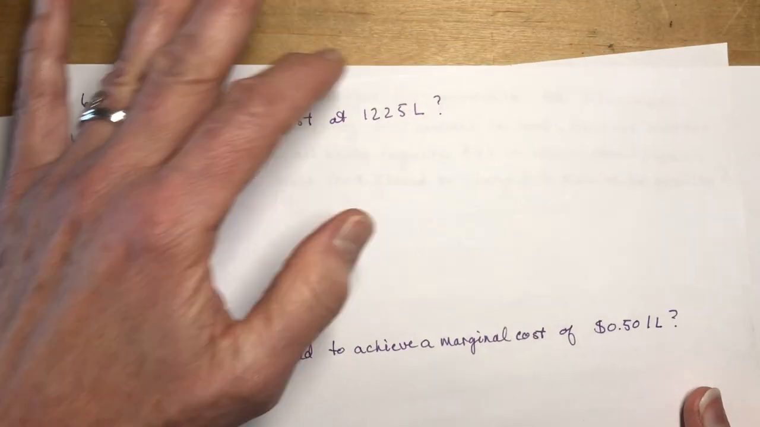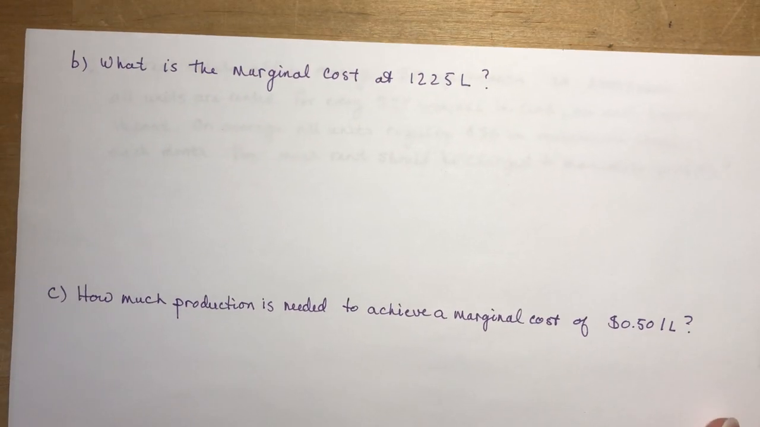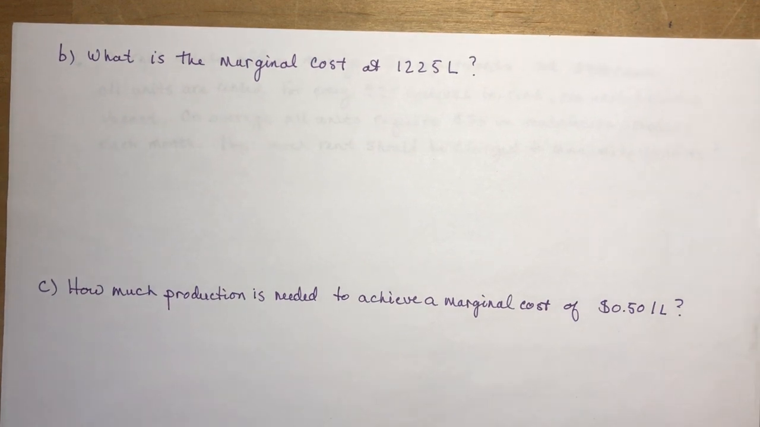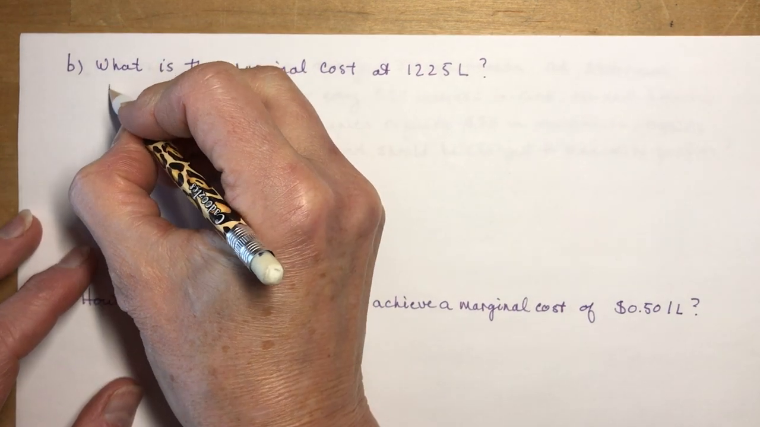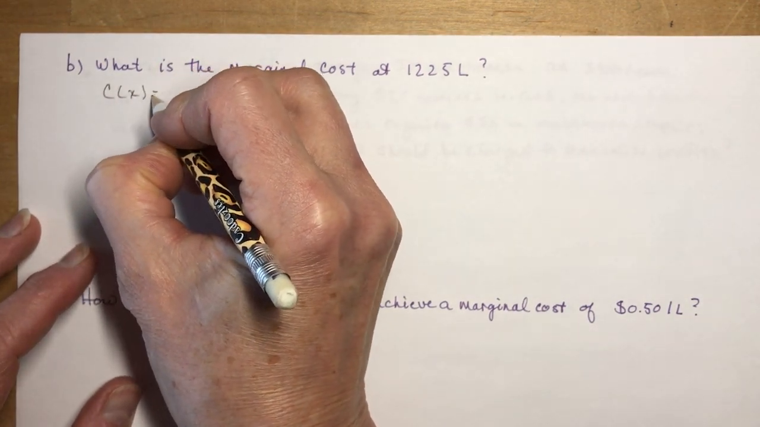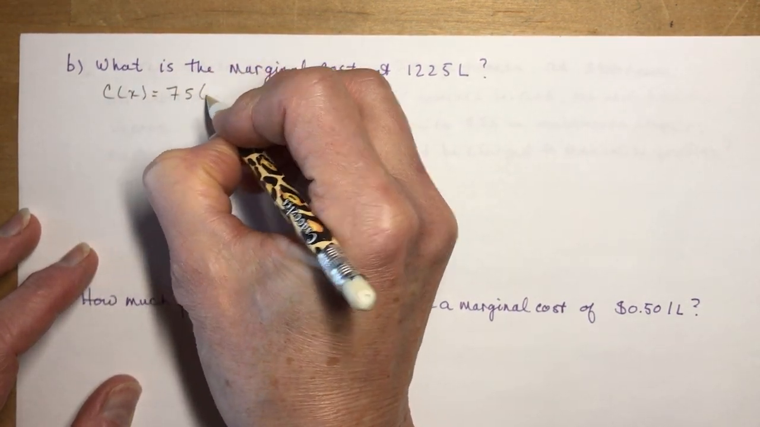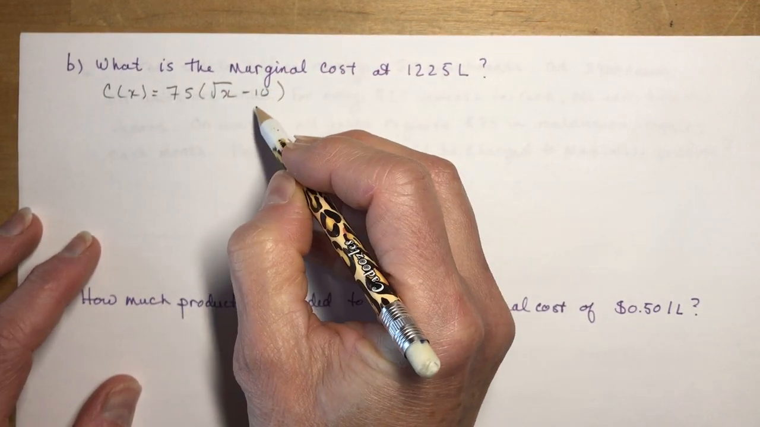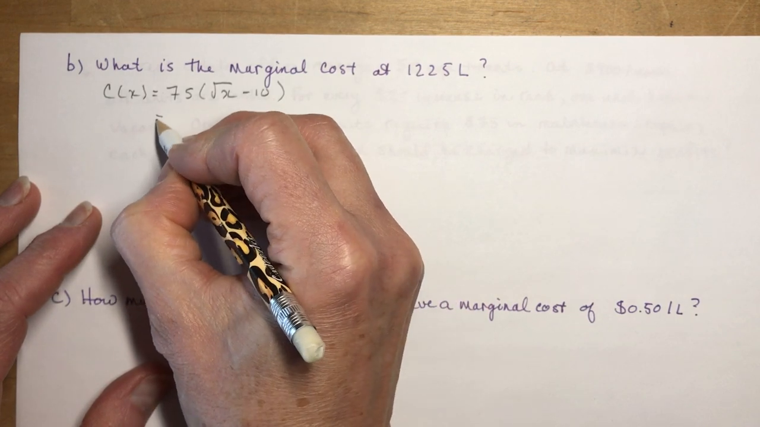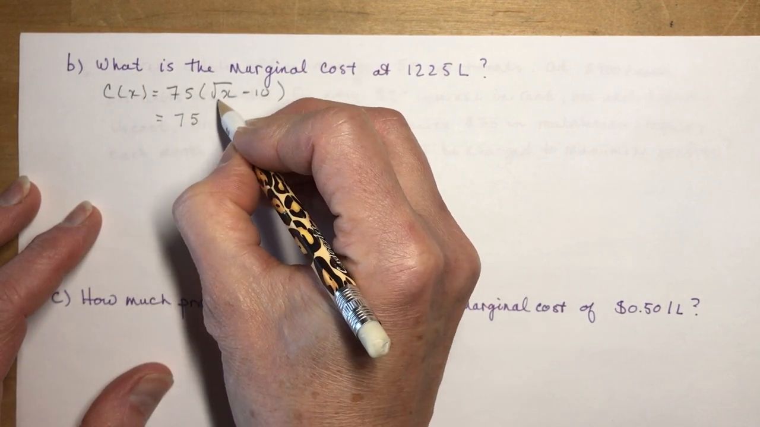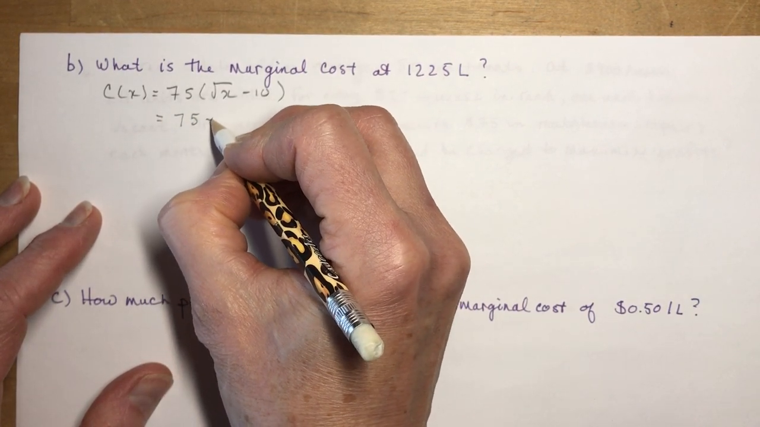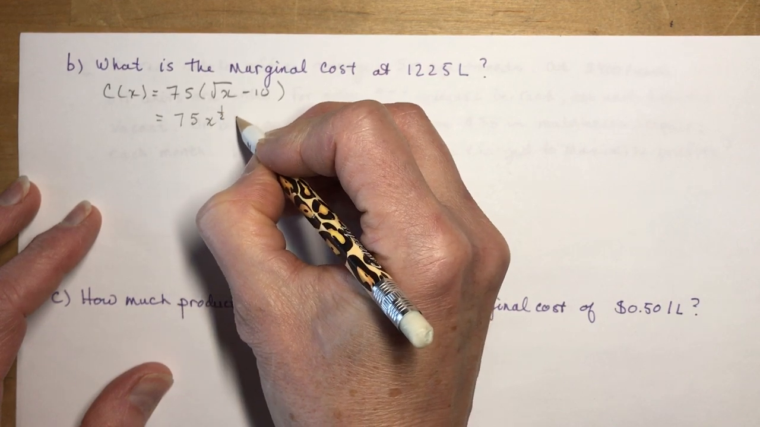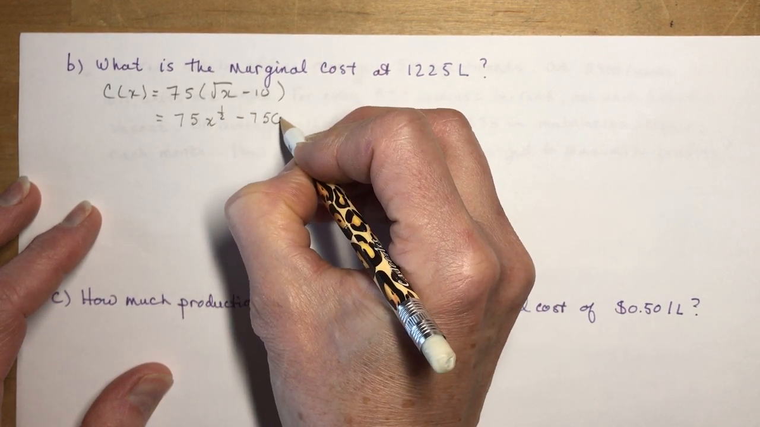Part B asks you, what is the marginal cost? Okay, so you see the word marginal. Marginal means you're going to take the derivative, right? So first, let's write out the cost function again. That was 75 times the root of x minus 10. I'm going to expand that before I take the derivative. So that's 75, and the root of x is x to the half power, and minus 750.